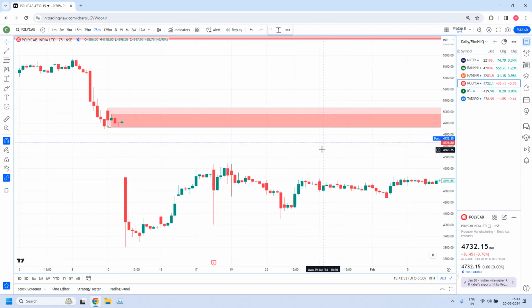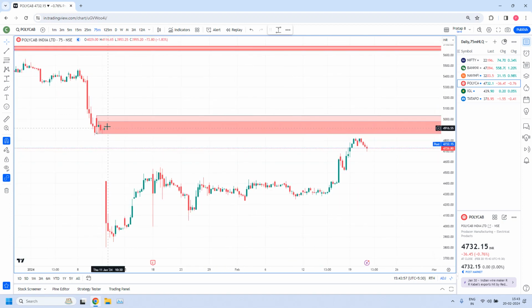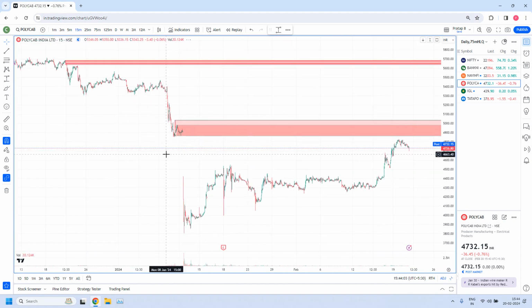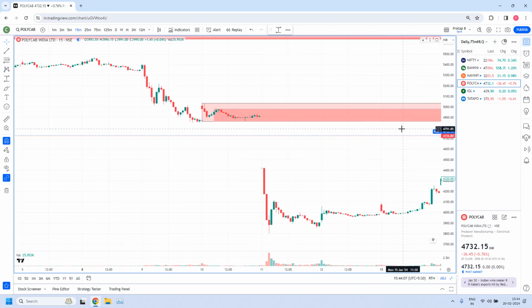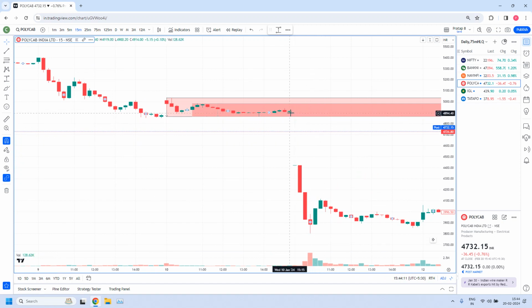But the problem is when I shifted to the 15 minutes, I didn't find a comfortable structure. So let us look into the 15 minutes time frame. Look into this structure. All these base candles, 1, 2, 3, 4, 5, 6, 7. A lot of consolidation here in this area.